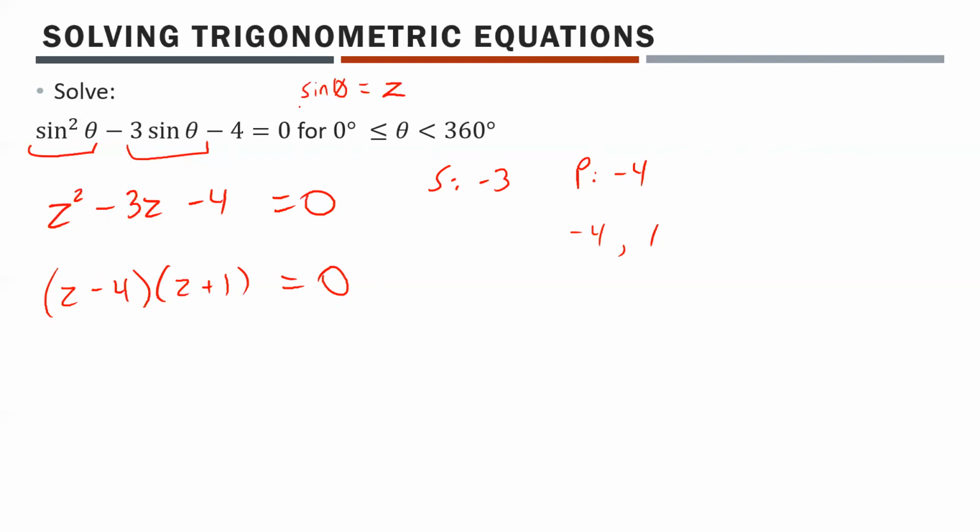Now let's switch our sign back here. So we can say sine theta minus 4 times sine theta plus 1 equals 0. There we go. Now we have something we can solve a little better.